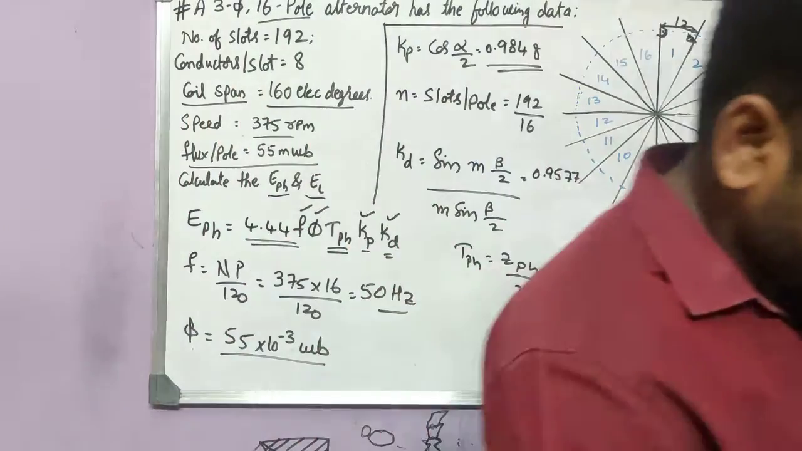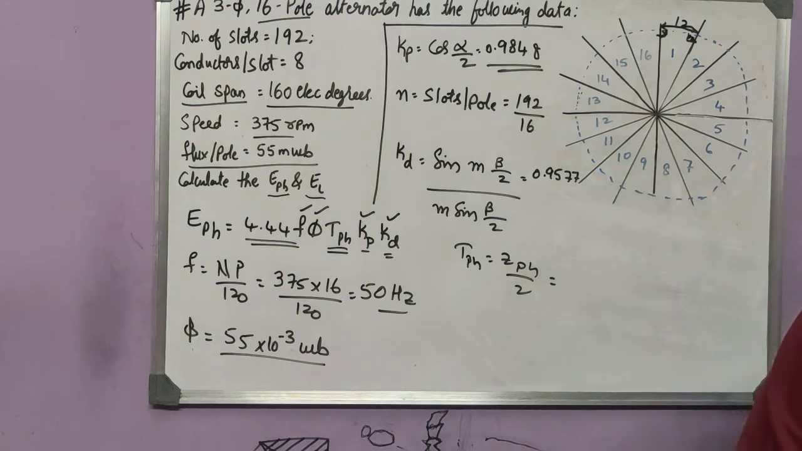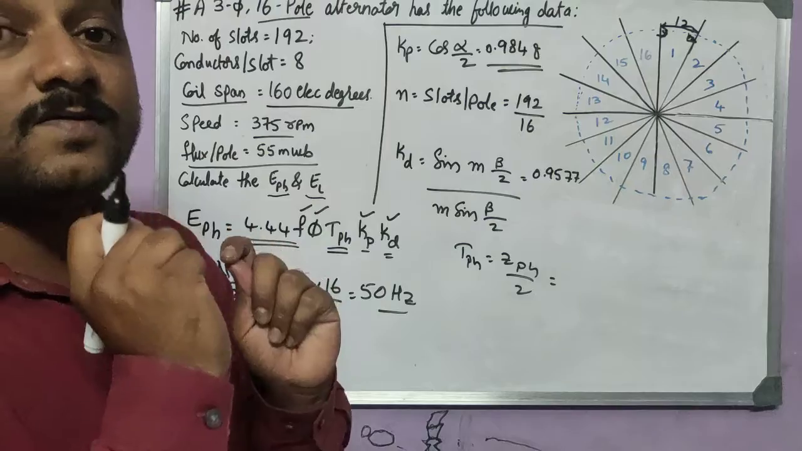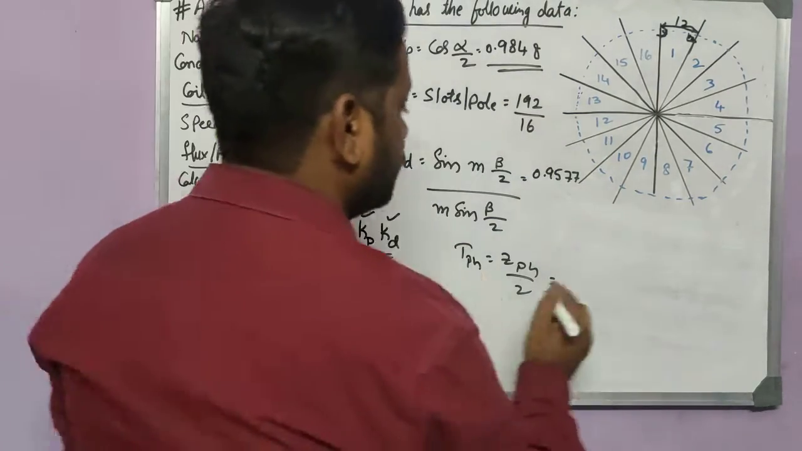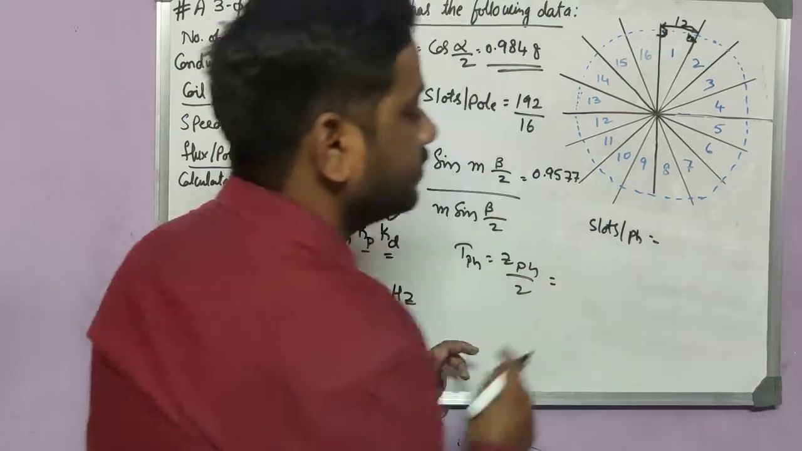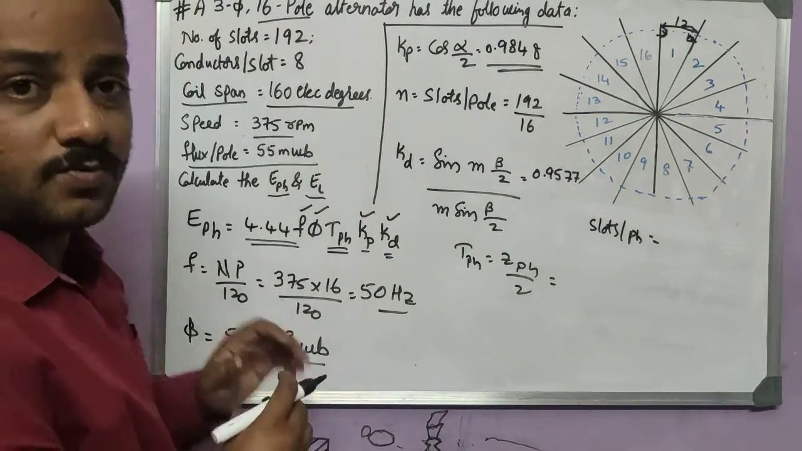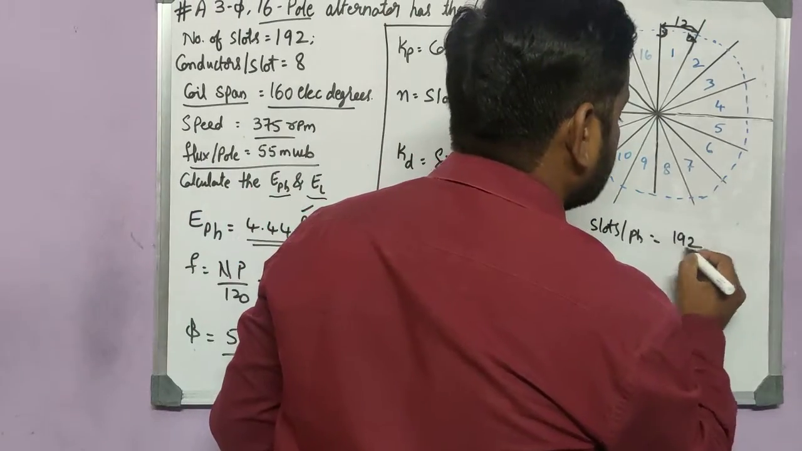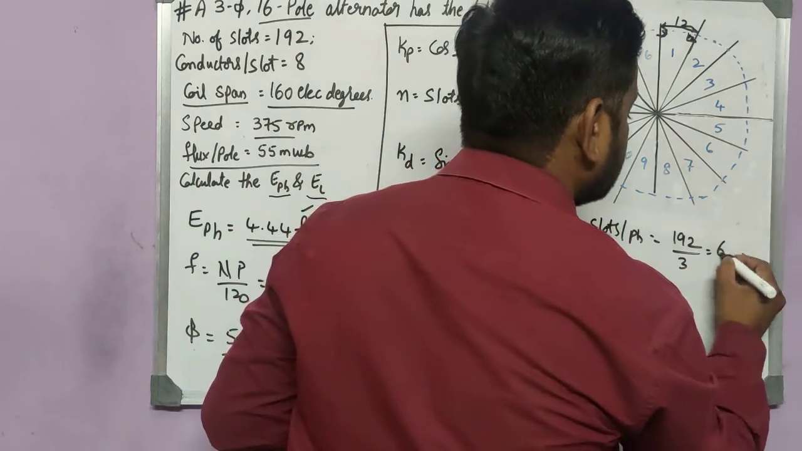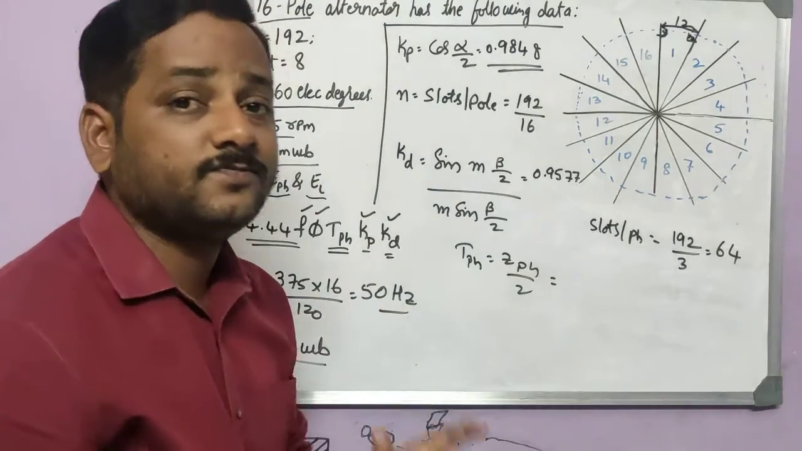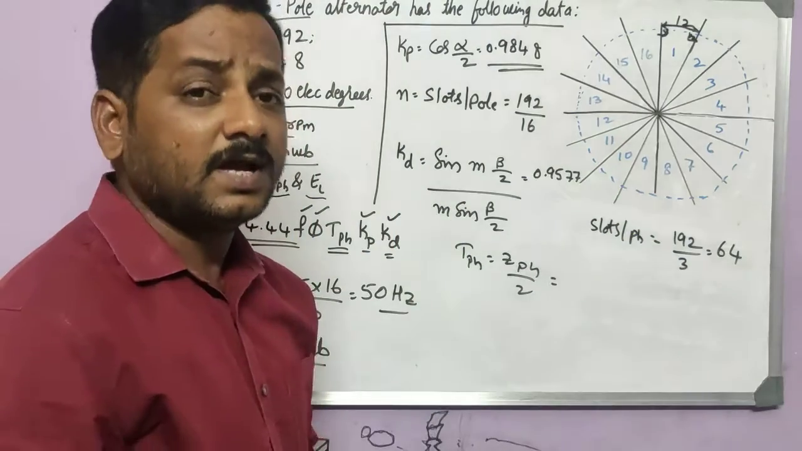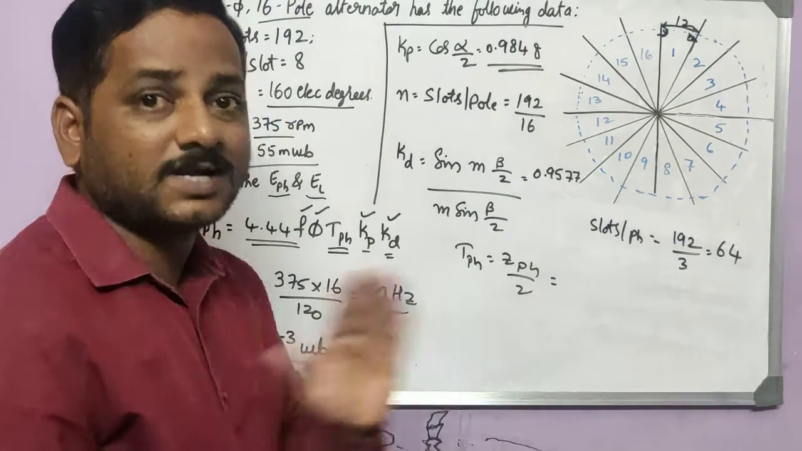Or if not, I can give you another parameter, that is how many slots per phase we have. Here, the total number of slots are 192. There are 192 slots divided by 3 phases. So we get 64. So there are 64 slots per phase. For one phase we have 64 slots. I have identified slots here, not the conductors.